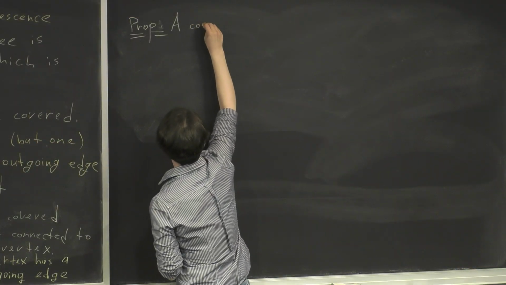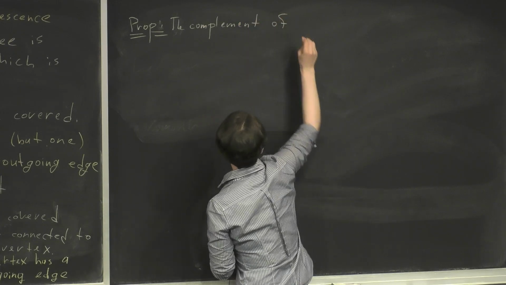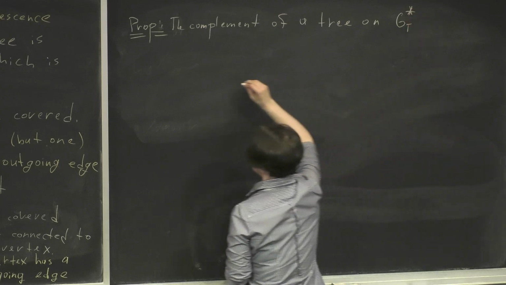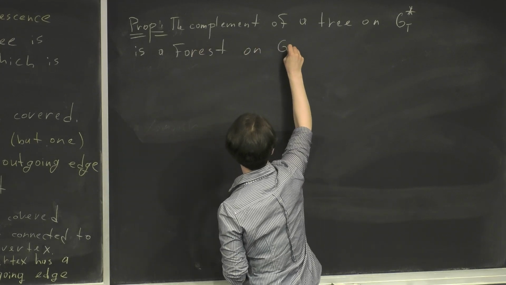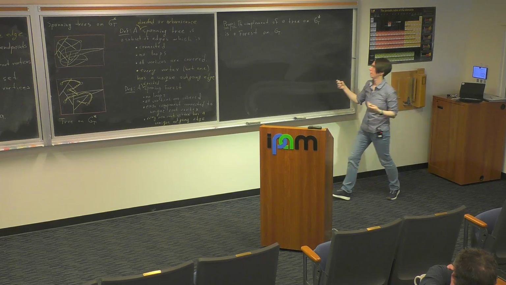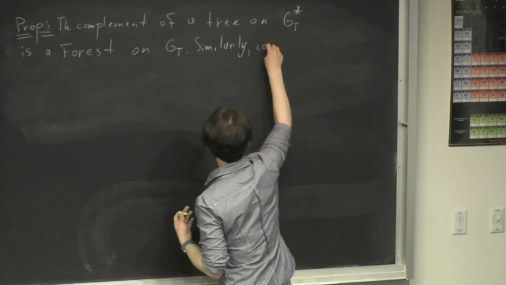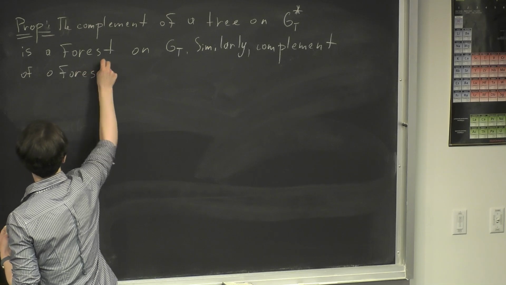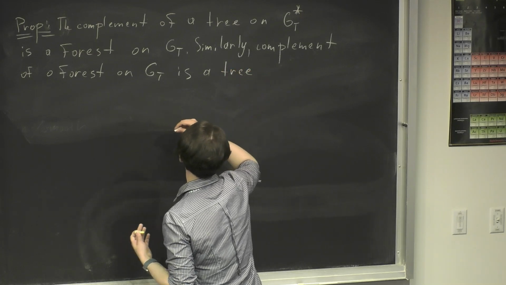So a complement, similarly, the complement of a forest on the initial T graph is a tree on the dual graph. Spanning tree. Everywhere add spanning.